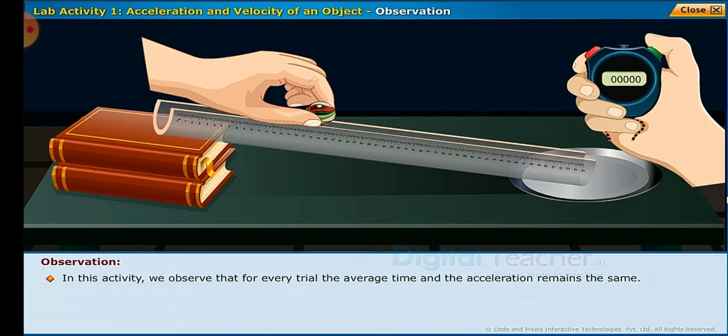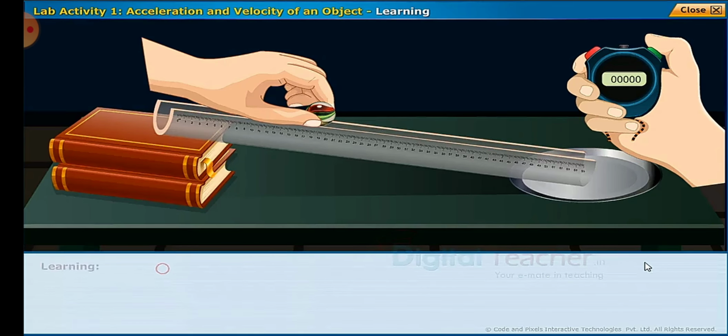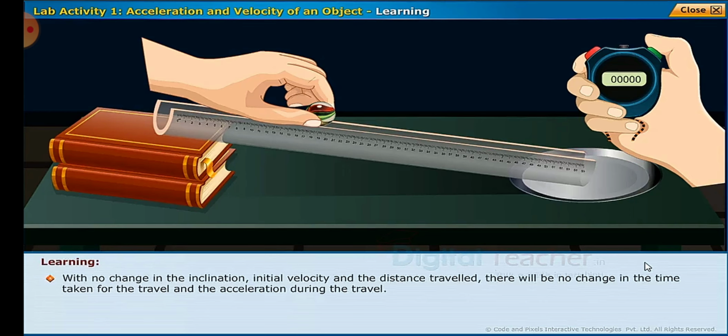In this activity, we observe that for every trial, the average time and the acceleration remain the same. With no change in the inclination, initial velocity and the distance traveled, there will be no change in the time taken for the travel and the acceleration during the travel.